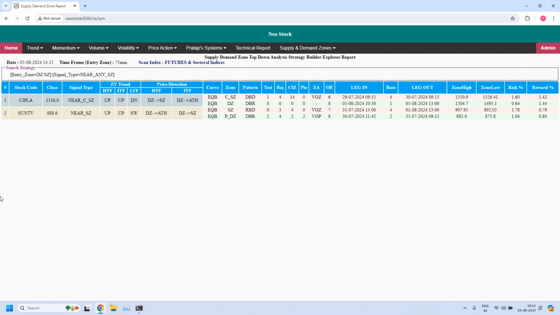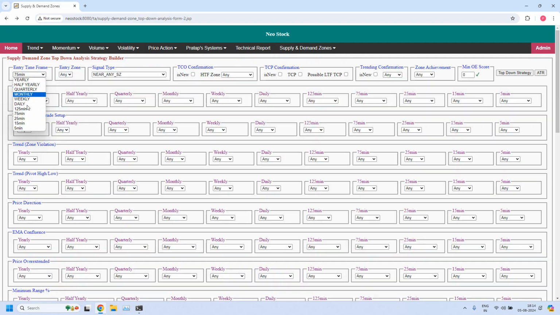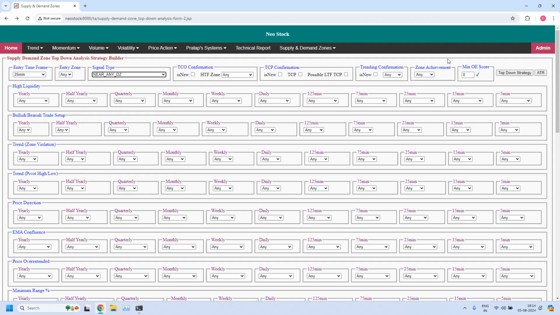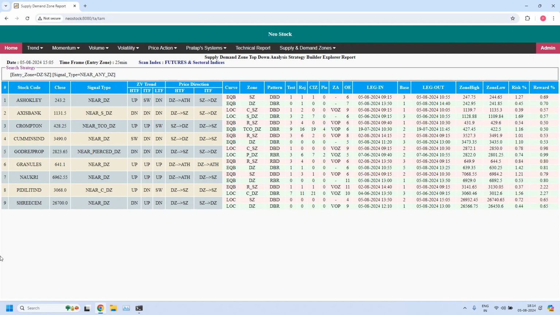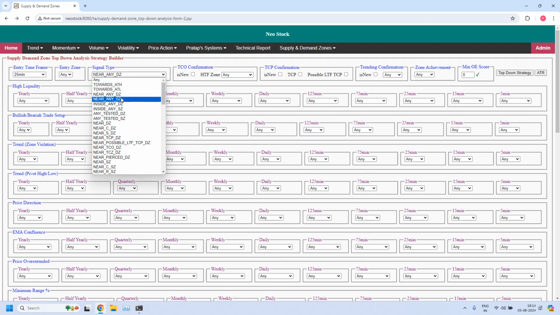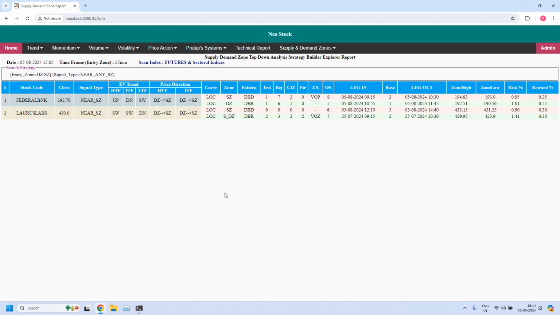So this is about 75 minutes, and the next time frame is 25 minutes. Let us find the stocks near 25 minutes demand zone. So 9 stocks are filtered. Let me go back. For 25 minutes time frame, let us find the stocks near 25 minutes supply zone. 2 stocks are filtered.